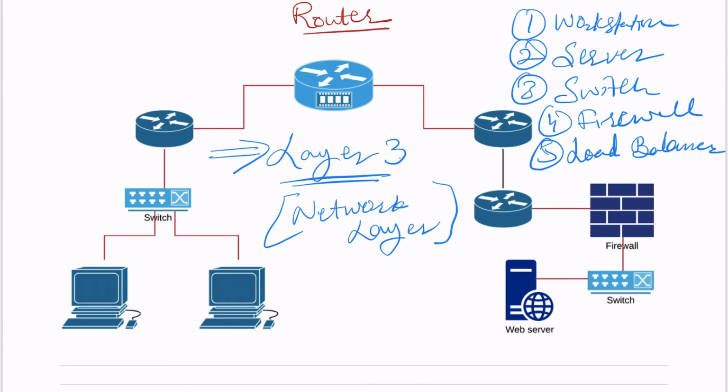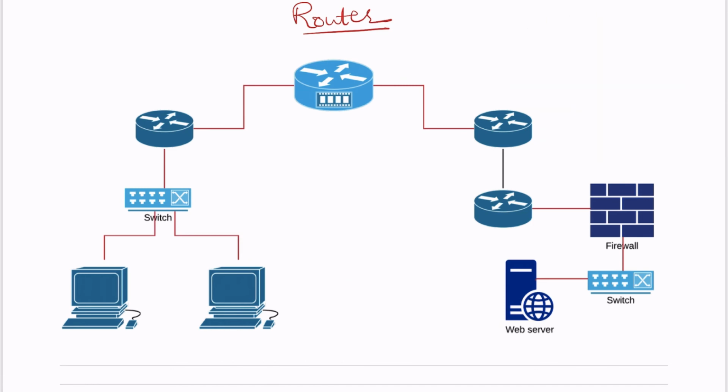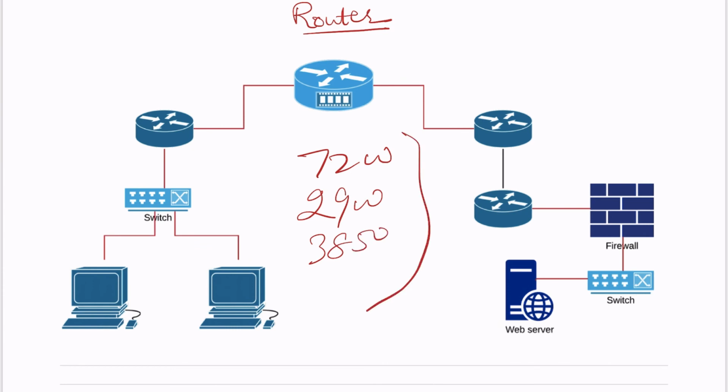And the addresses which we use, meaning IPv4 or IPv6, are known as logical addresses. These also work in the network layer. If you ask me what type of models of routers are available in the market, I'll tell you that the 7200 series is easily available. It's very costly. If you look for low cost, 2900, 3850, many more. Open the Cisco website and you'll come to know about these models.